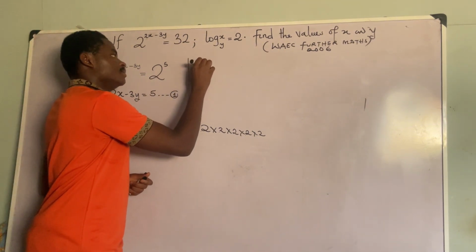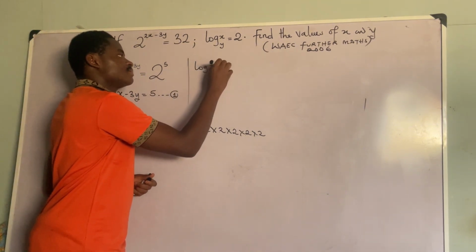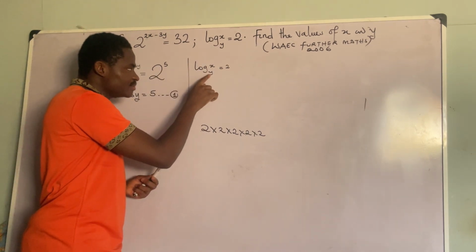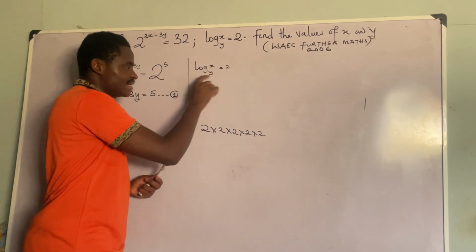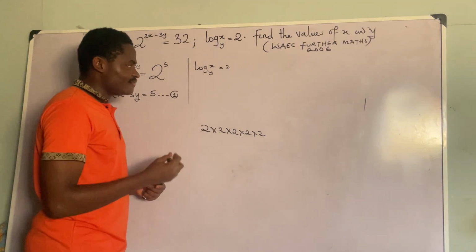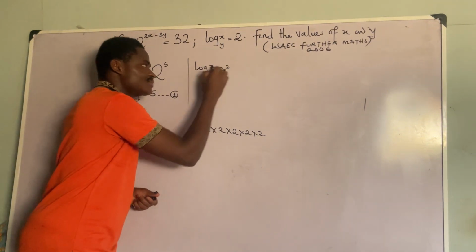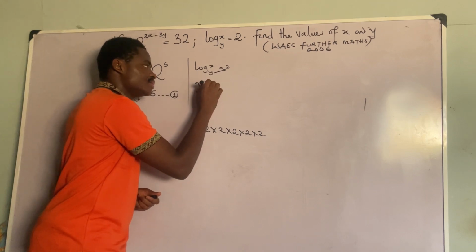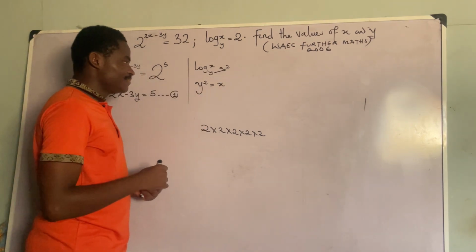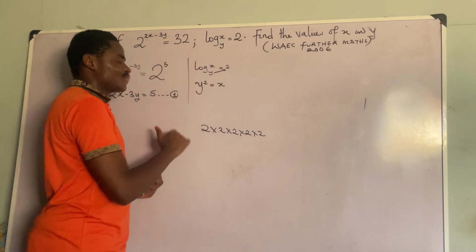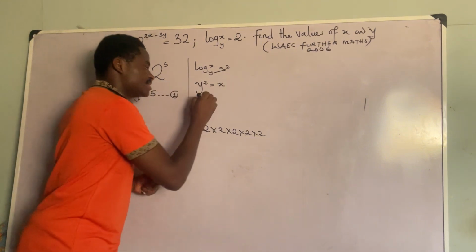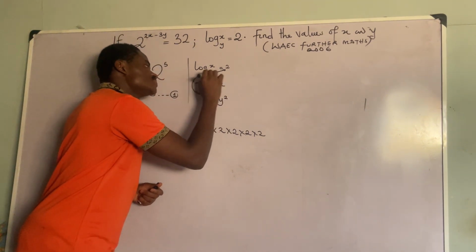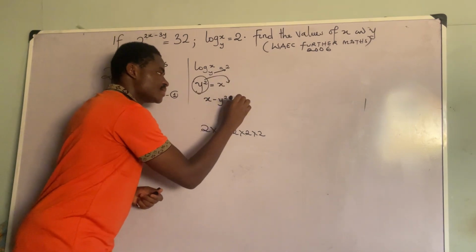Log xy is equal to 2. What can we do? We can convert this into index form, and in converting to index form, I told you how to do it. y raised to the power 2 is equal to x, or simply y square. So if I bring it to the other side, I'm going to have x minus y square equal to 0.